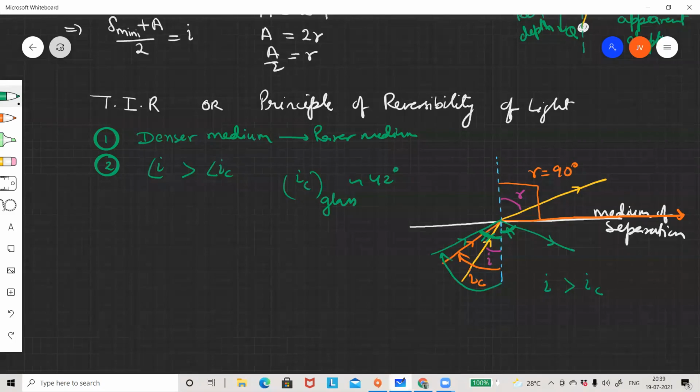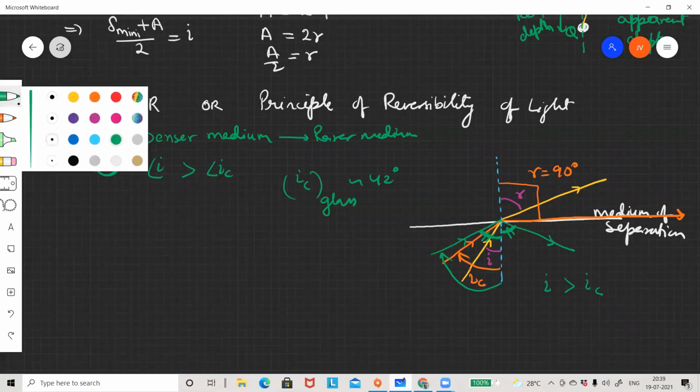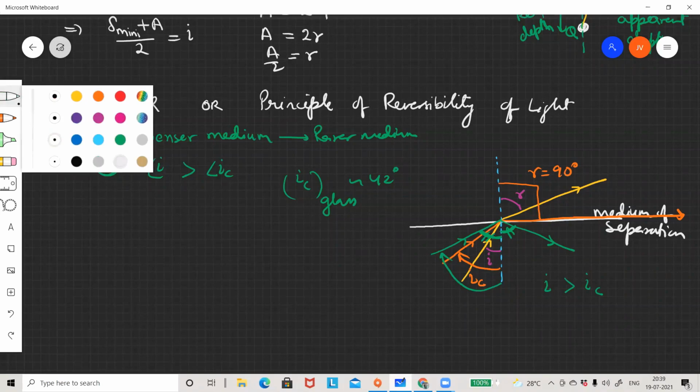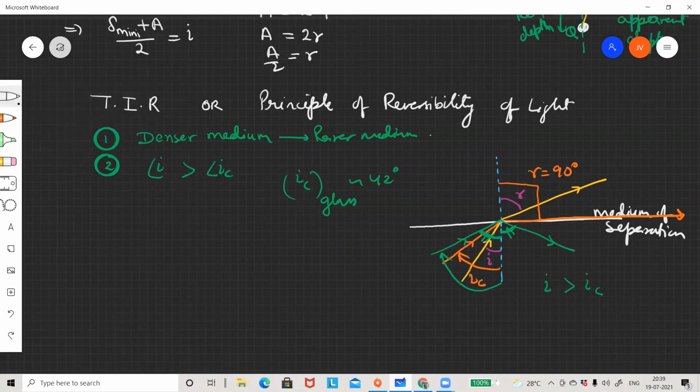So this is about the principle of reversibility. And here we will get one formula and its application. Student: Can we make any transparent material shine like diamond if there is internal reflection? That's a nice point actually.